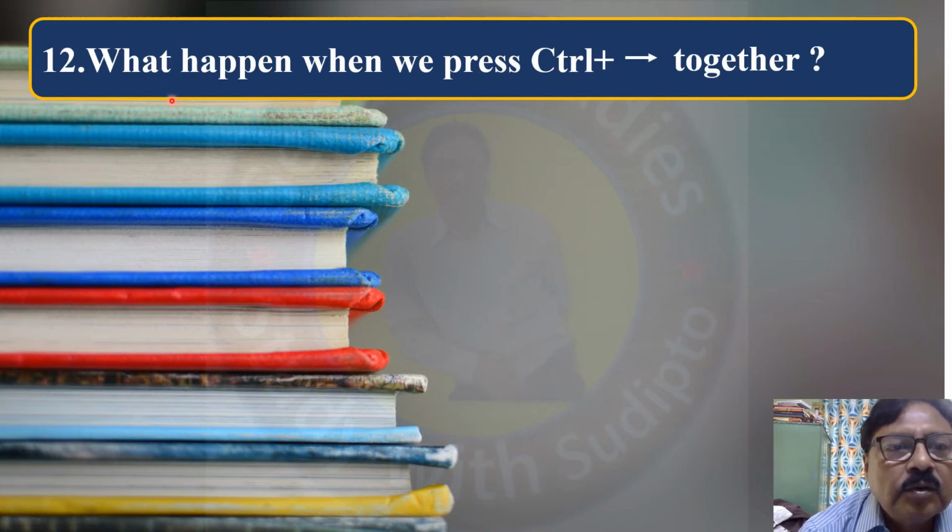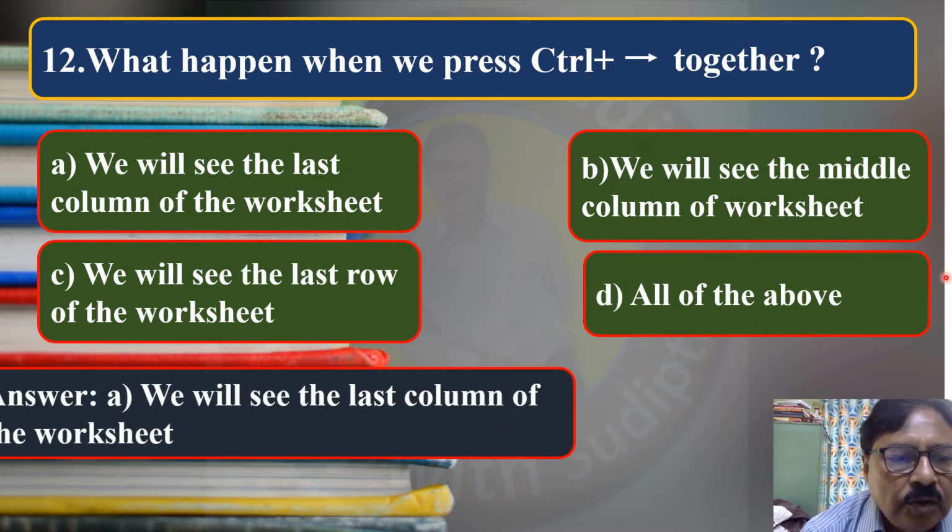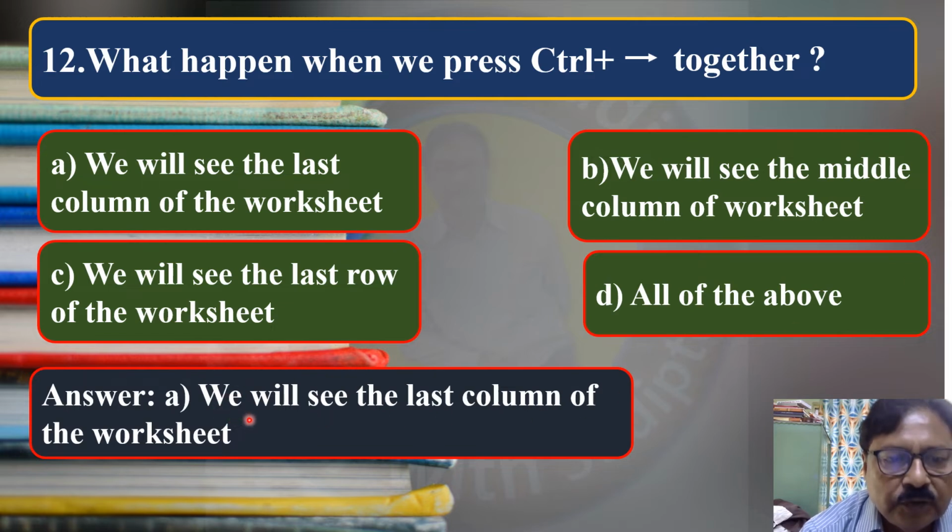What happens when we press Ctrl plus right arrow together? Option A, we will see the last column of the worksheet. Option B, we will see the middle column of the worksheet. Option C, we will see the last row of the worksheet. And option D, all of the above. The correct option is option A, we will see the last column of the worksheet.